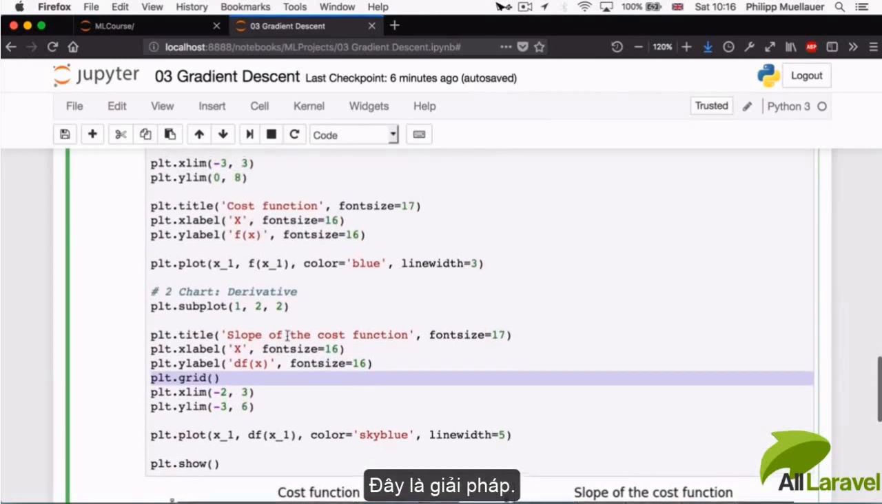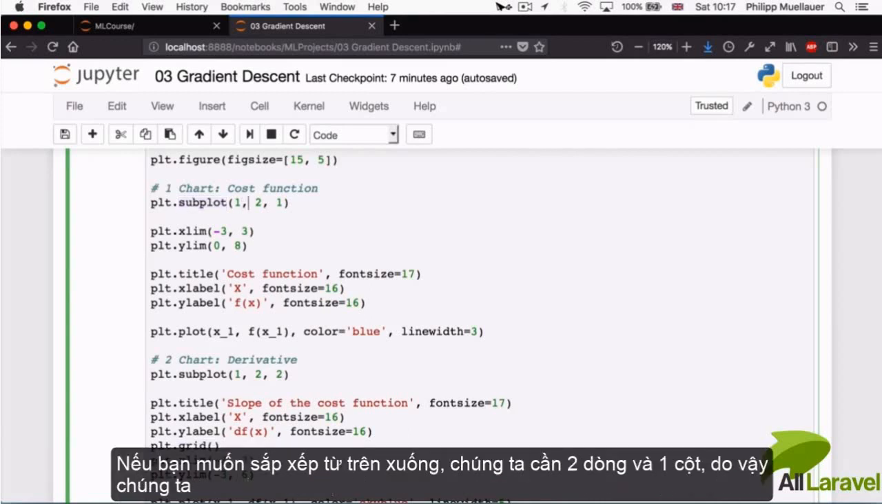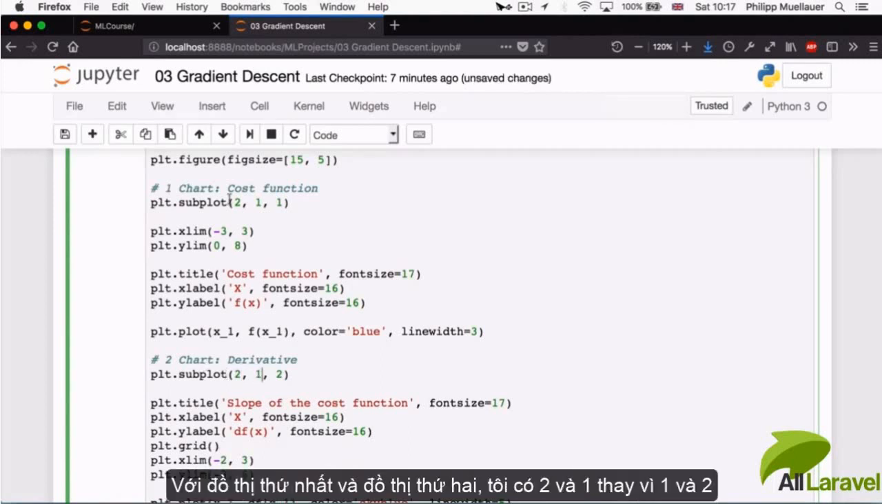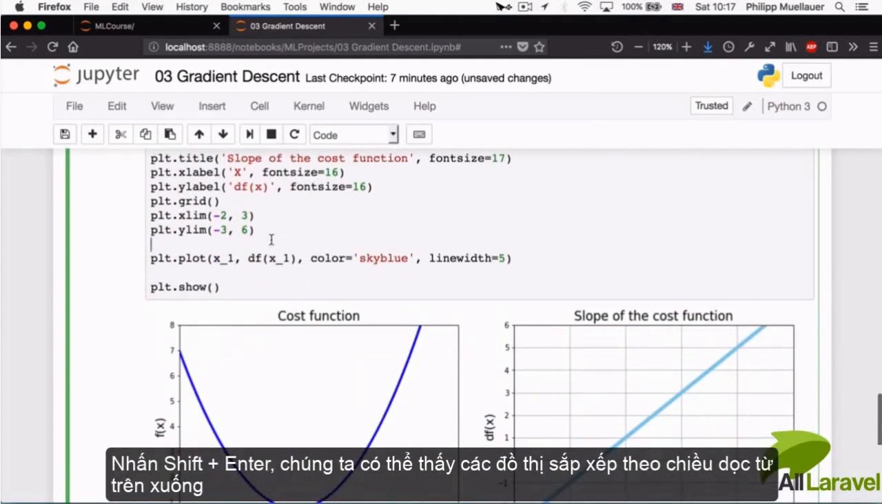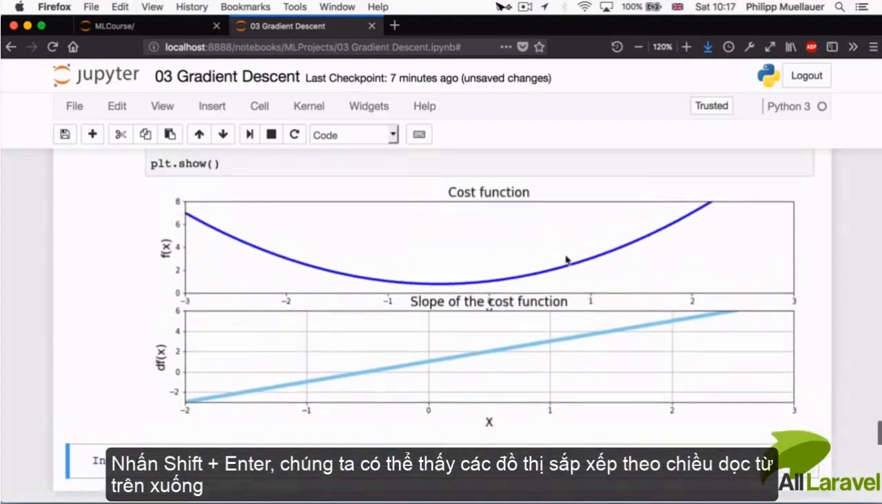Here's the solution. The key on arranging the charts is going to be where our subplots are, right? So if you want to have them top to bottom, then you'd have to have 2 rows and 1 column. And I'd have to change this for both subplots. So for the first chart and for the second chart, I'm going to have to go 2 and 1 instead of 1 and 2. If I press Shift Enter now, we can see our charts arrange themselves from top to bottom.